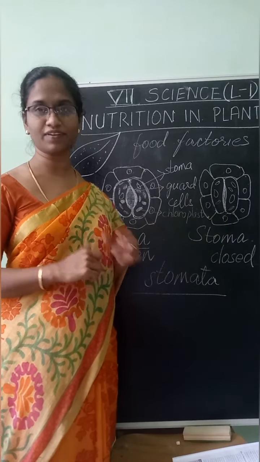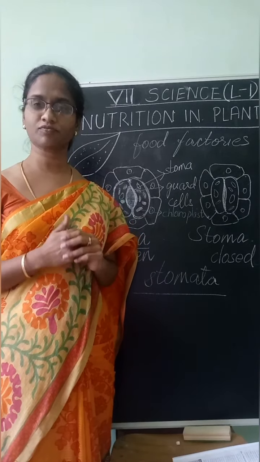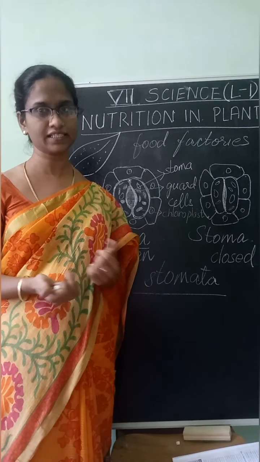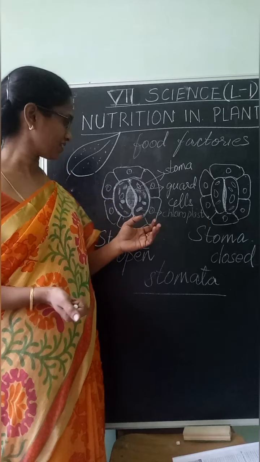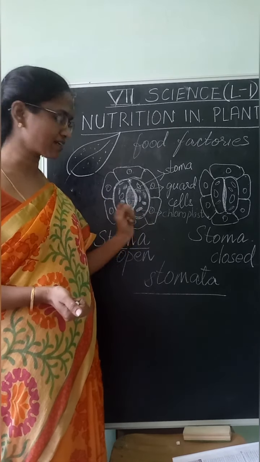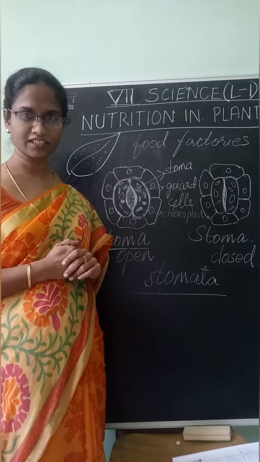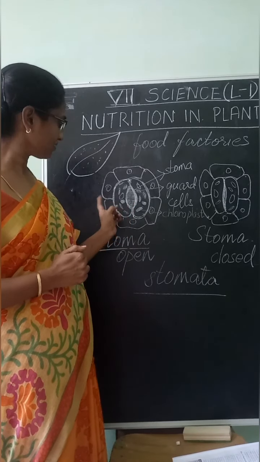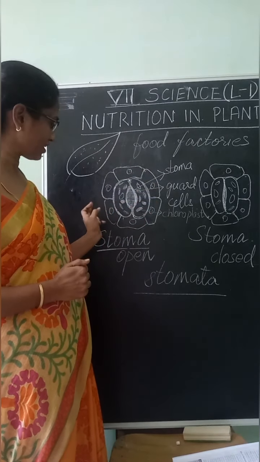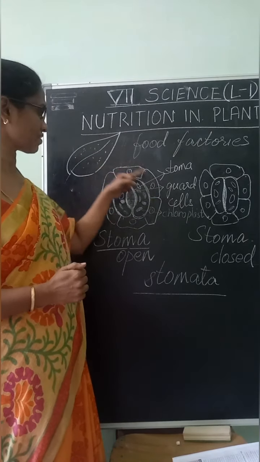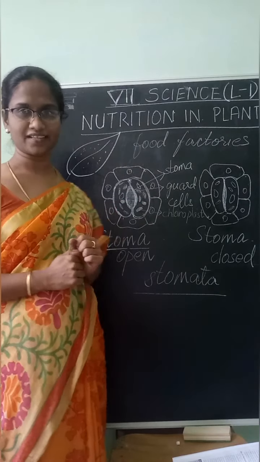Did you understand the functioning of the stoma, children? So stoma is helpful in photosynthesis and respiration, and the cells surrounding the stoma are called the guard cells. Okay, children? And the cells around the guard cells are called the epidermal cells.